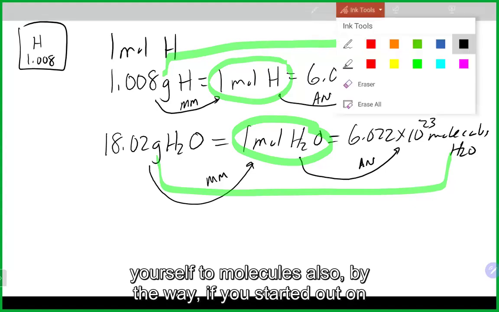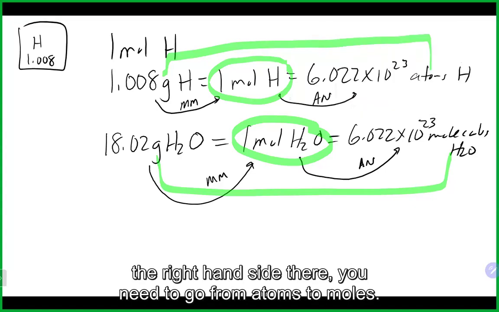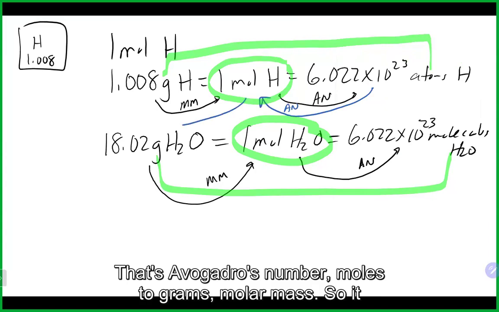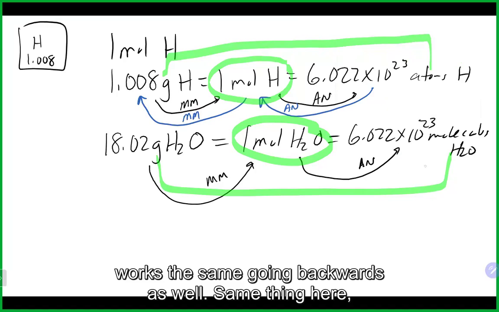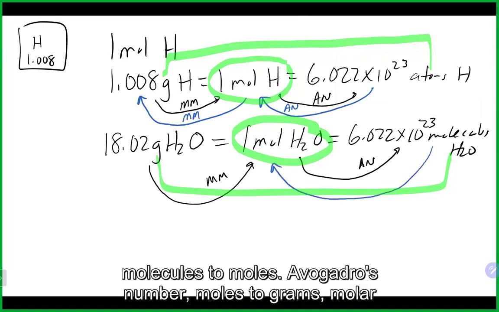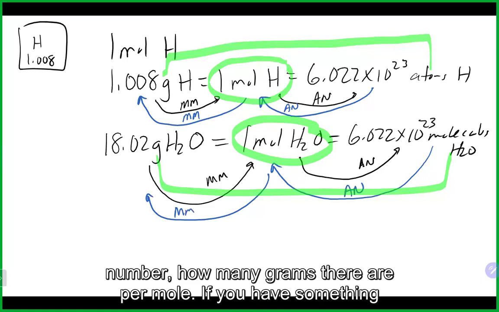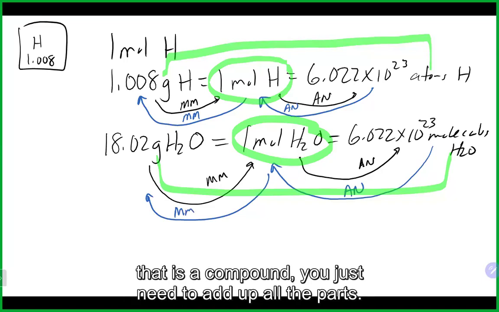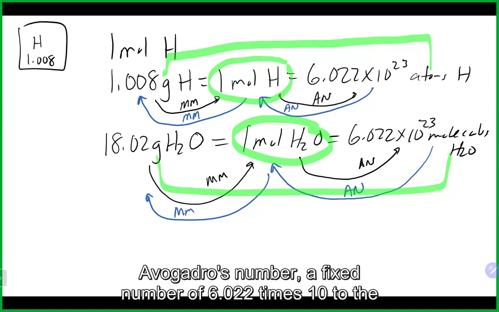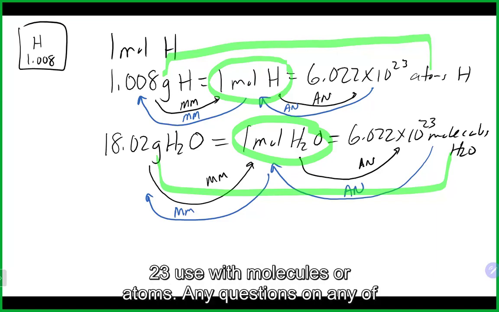Also, by the way, if you started out on the right-hand side there, you need to go from atoms to moles. That's Avogadro's number. Moles to grams, molar mass. So it works the same going backwards as well. Same thing here. Molecules to moles, Avogadro's number, moles to grams, molar mass. So once again, molar mass from the periodic table, bottom number, how many grams there are per mole. If you have something that is a compound, you just need to add up all the parts. Avogadro's number, a fixed number of 6.022 times 10 to the 23 used with molecules or atoms.